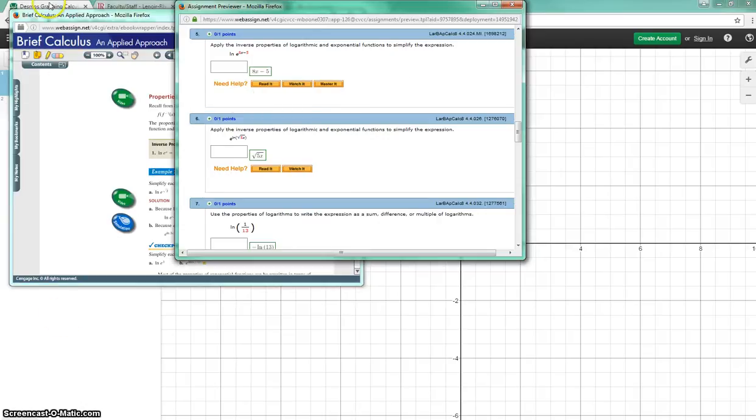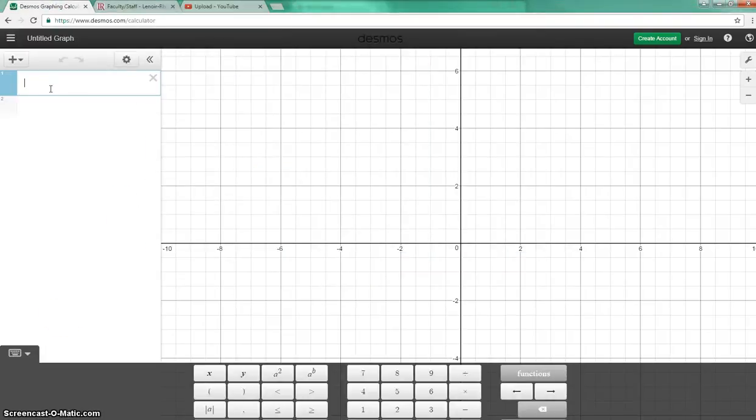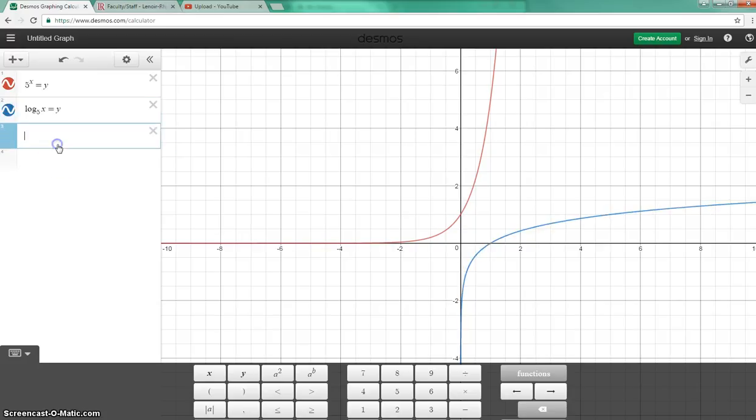So, going back to Desmos, just like if you had 5 raised to the x, let's say equals y. This is going to be the inverse function of log base 5 of x equals y. And so, again, inverse functions, they are symmetric around this y equals x, and so we can clearly see that these are inverse functions of each other.